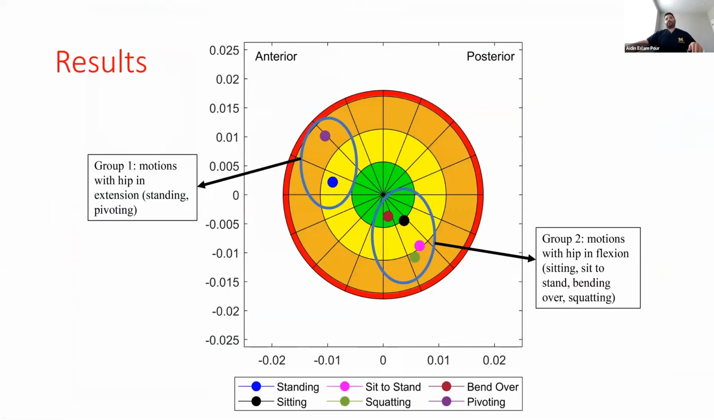Here, you will see 6 dots. Each one represents one motion. You will see the pivoting and standing in anterior-superior part of the cup. And then you will see the motions that require hip flexion at the posterior inferior part of the cup.